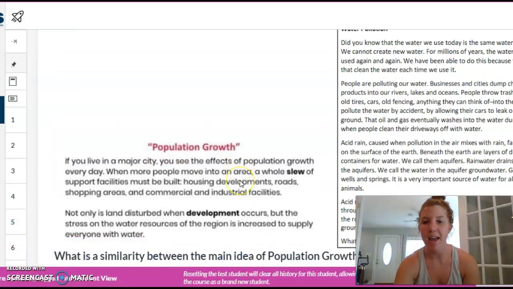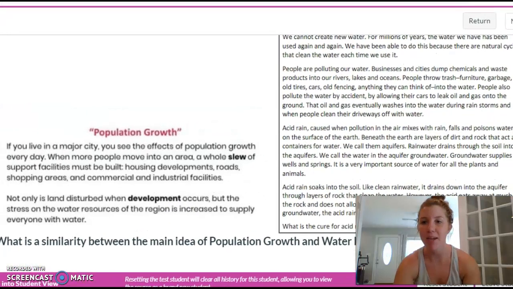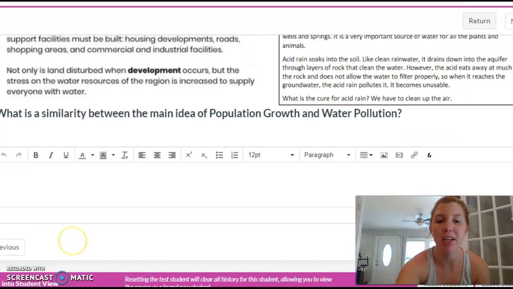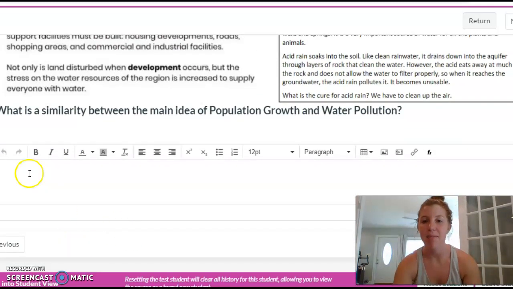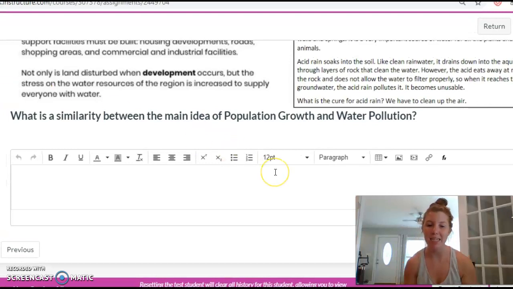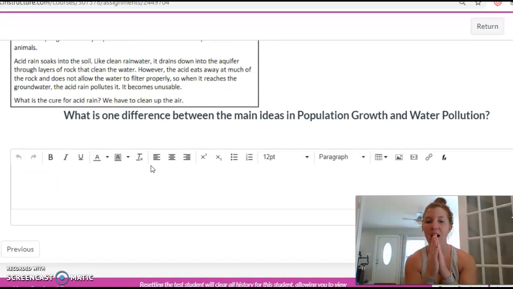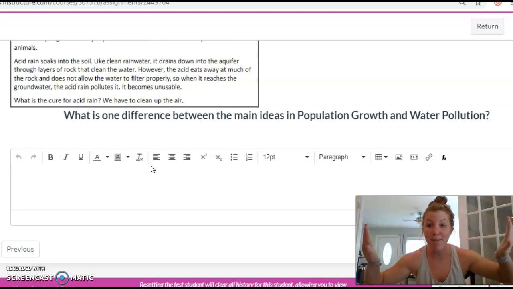Then number 5. Woo, I'm looking at 2 different texts. What do I think is going to happen here? Oh, what is the similarity between the main idea of population growth and water pollution? I'm looking for how those 2 main ideas are the same. And then our last question is the 2 texts and how are they different?